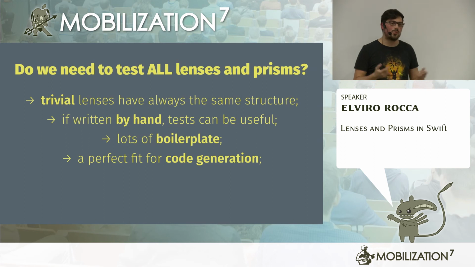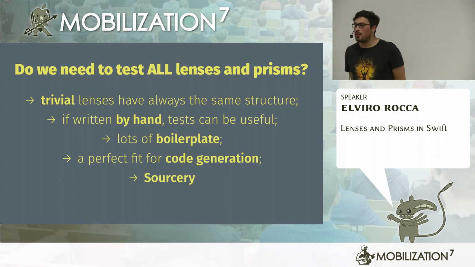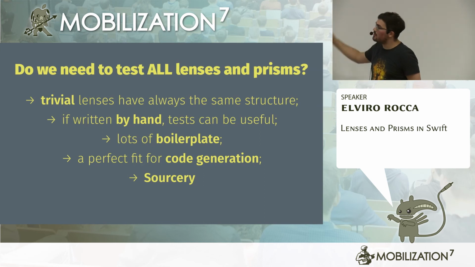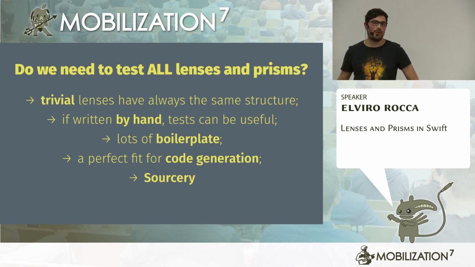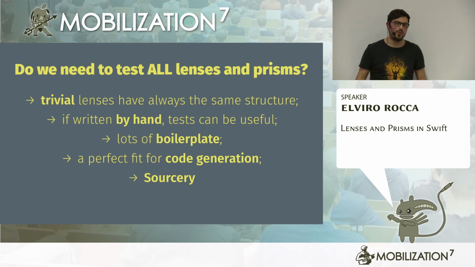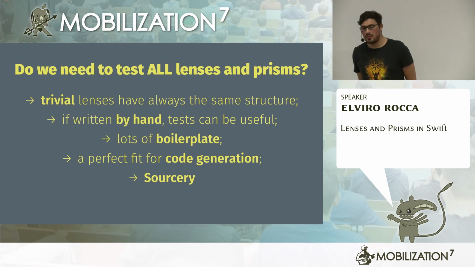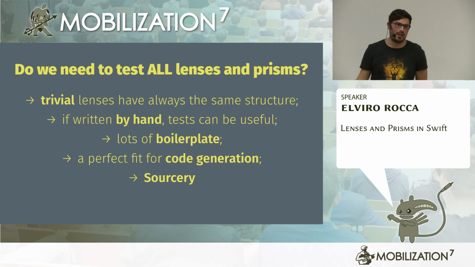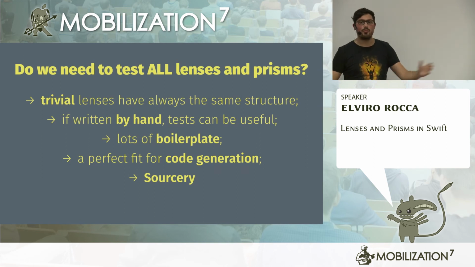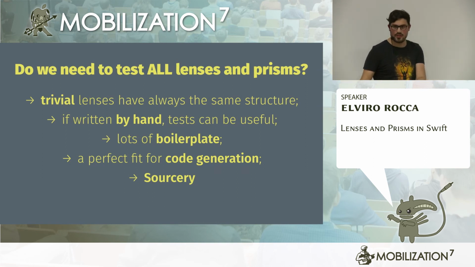And there is one very popular code generation tool called Sourcery. You can write templates in Sourcery that will generate the source files, the Swift files. The templates for lenses and prisms are very, very simple. Then I can just annotate my types to tell Sourcery: just generate all the lenses for all the properties here, or the same for enums, just generate all the prisms for all the cases here.